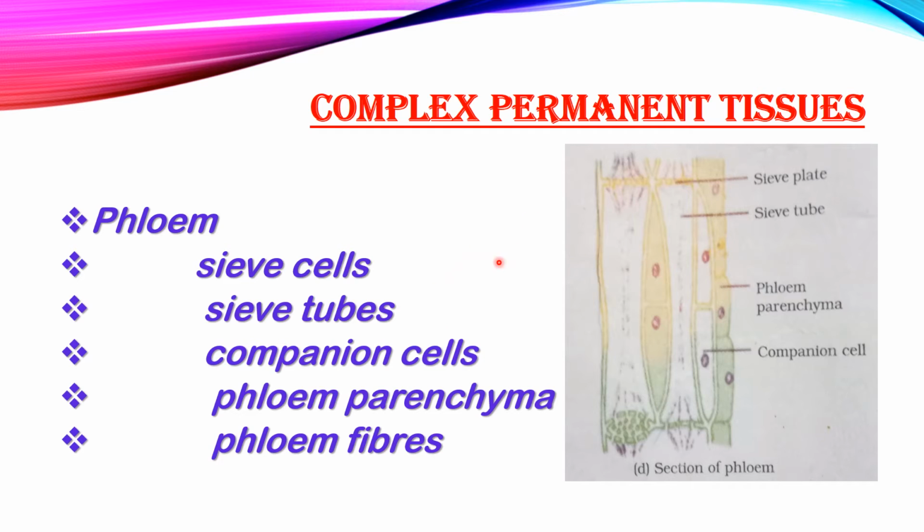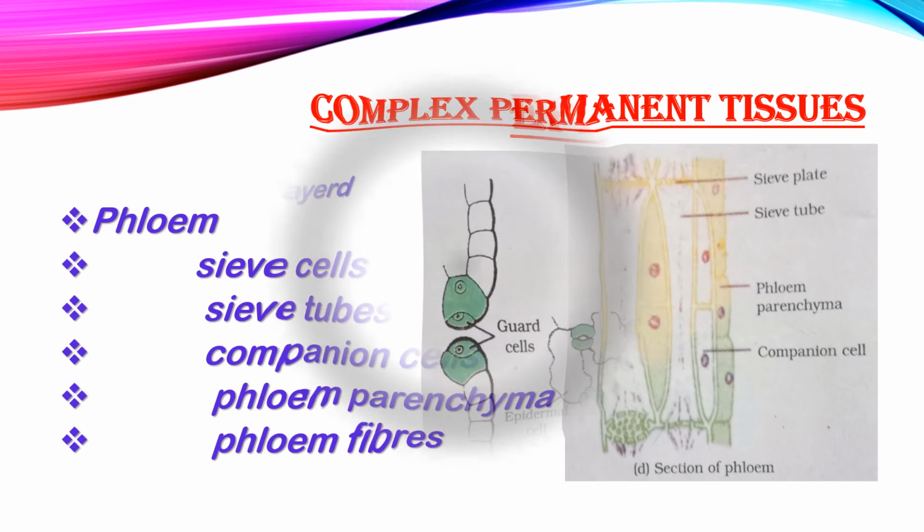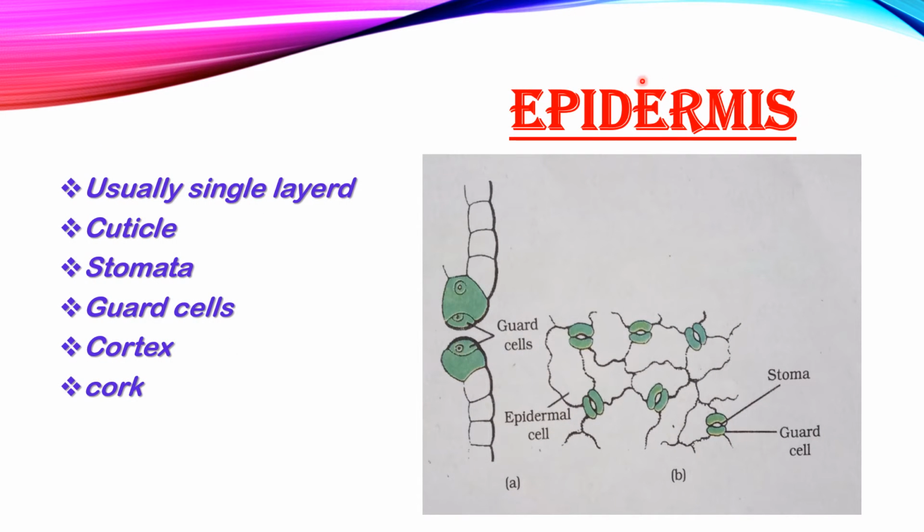Now in case of xylem, only xylem parenchyma is the living tissue, all other cells are dead, so they provide mechanical strength. And in case of phloem, only phloem fibers are dead tissues, all others are living tissues. Xylem and phloem form vascular bundles. Now, clear? We will do epidermis.